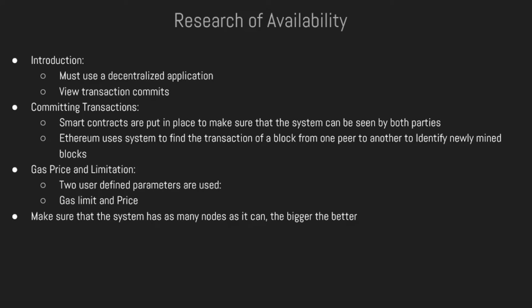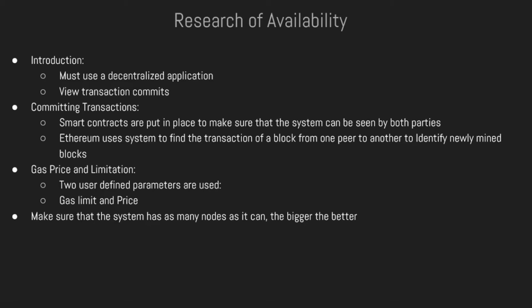All right, then leading into the final part of the CIA triad of research, availability. The use of a decentralized app, or the DApp as we called it, on the system is paramount to make sure that the front end and the back end of the system are working together. This can be completed through transaction commits by both peers on that system. So the way this is done is through smart contracts, which can be used to make sure that the system can be run by anybody using that system.